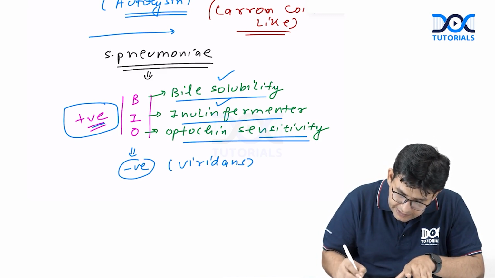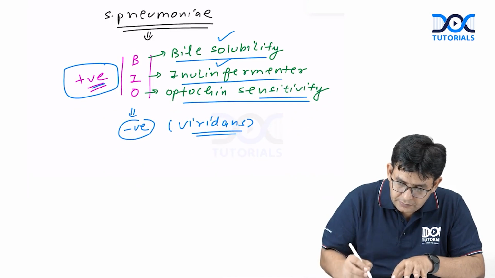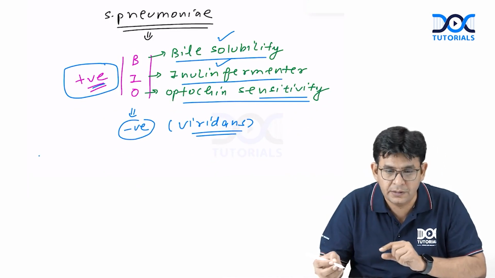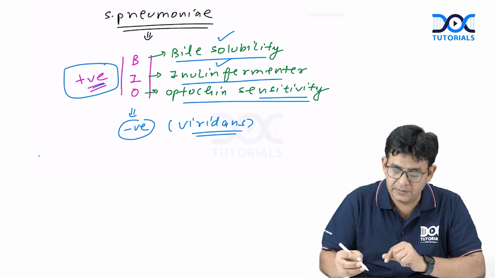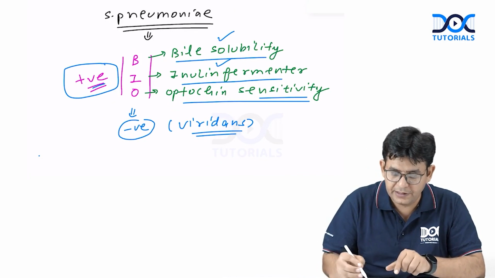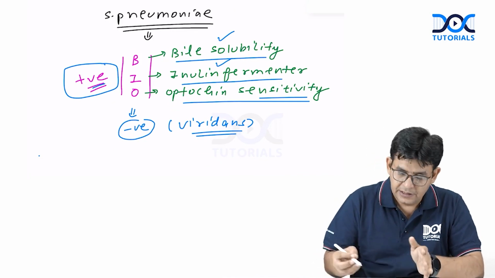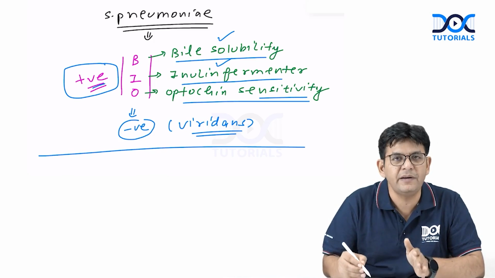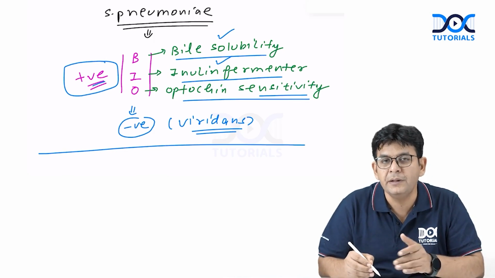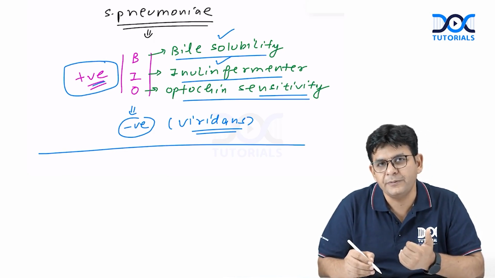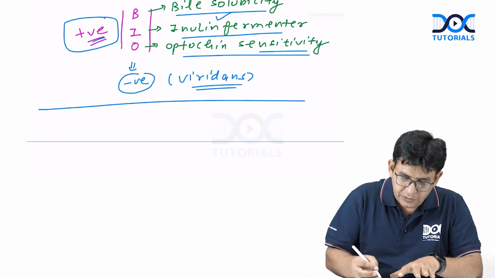And what is this bio-negative, guys? That is bile insoluble. Viridans is bile insoluble. Inulin non-fermenter. Optochin resistant. So that is the logic of these biochemical reactions, which we remember by a mnemonic BIO. Is it fine? So this you need to know.